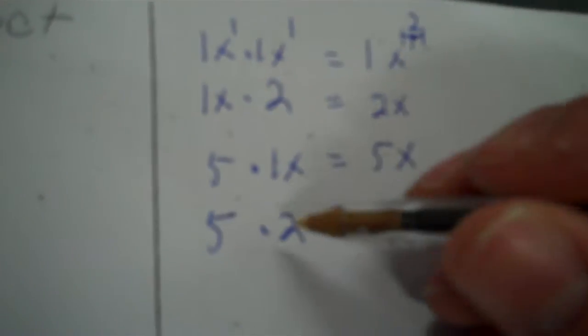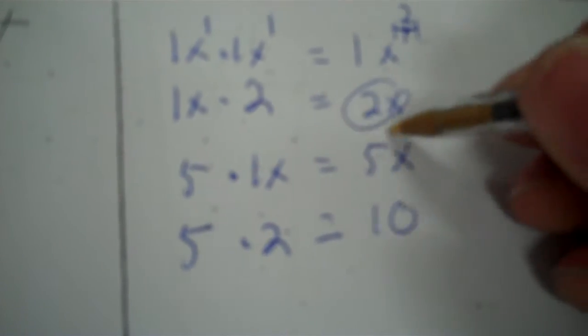5 times 1 is 5. You got x, don't add the powers. If you want to put a power, put a 1. If you don't have a power, you don't have to put 1. Then 5 times 2 is 10. So we got x second, x, and constant. So x second's 1. X, you have 2 and 5, so we add those, and that's 7. And then 10.